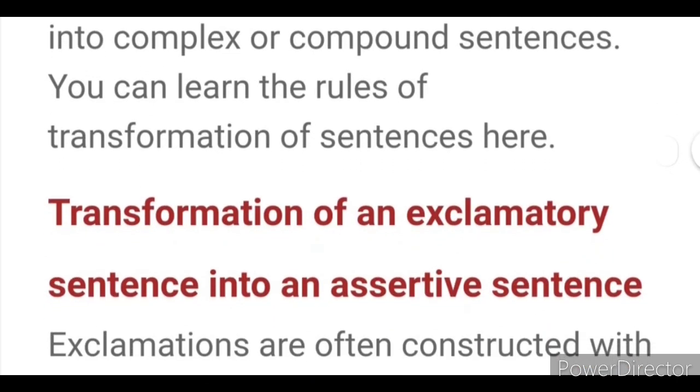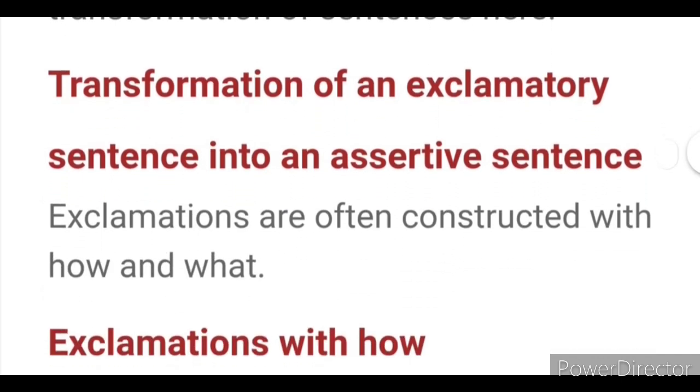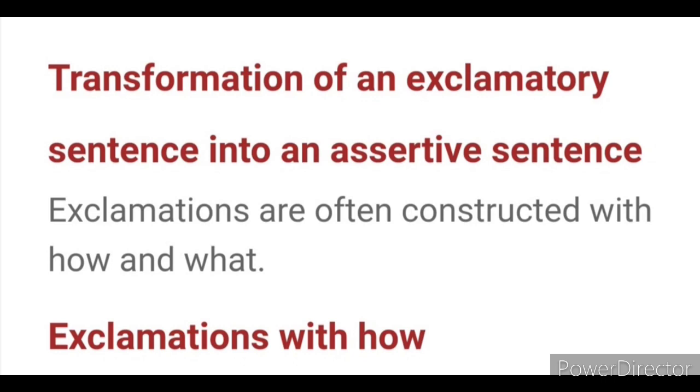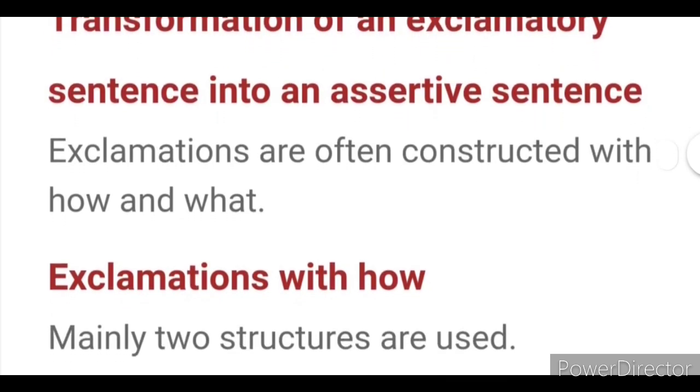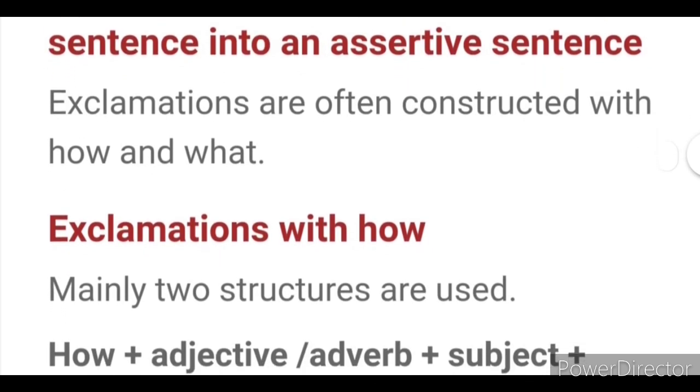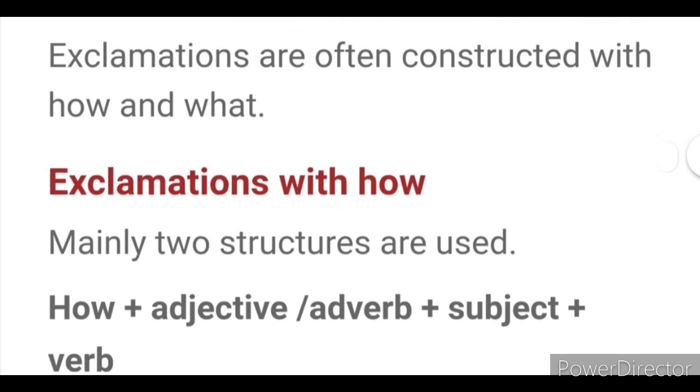Transformation of an exclamatory sentence into an assertive sentence. How it is done. Exclamations are often constructed with how and what. These are the common words how or what, often used in exclamatory sentences. Exclamatory sentences also make use of interjections like alas, bravo. These are some of the interjections, or there could be many more, which are very commonly seen in exclamations or exclamatory sentences.